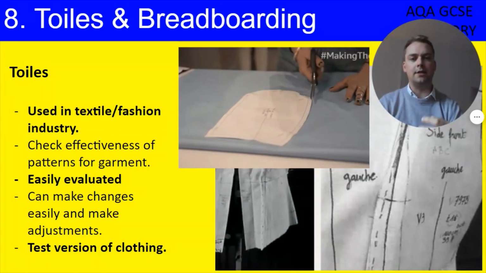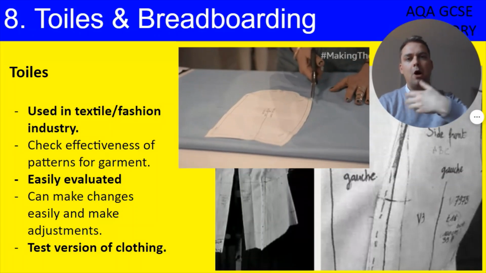So your key words there when answering things like this in an exam question is applying where a toile might be used. So in this case, in the textile and fashion industry. Your benefits are that it's easily evaluated and you can test the version of the clothing.